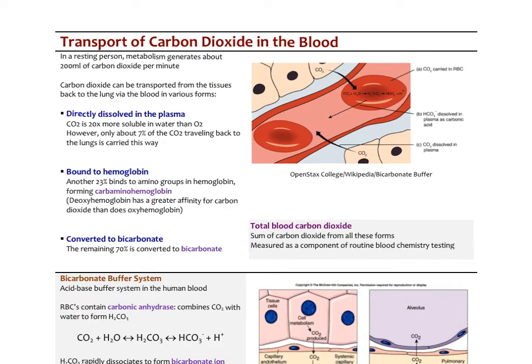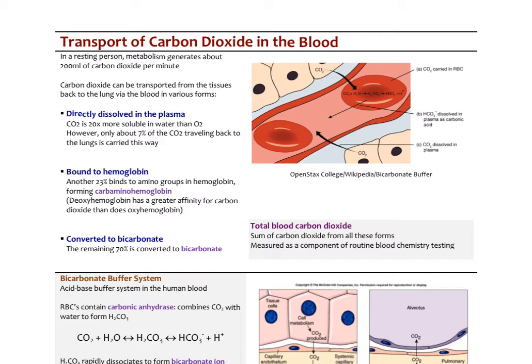So that was oxygen, but how does carbon dioxide get from the tissues back to the lungs? Well, there's really three ways this happens. In a person at rest, the metabolism just generates about 200 milliliters of carbon dioxide per minute. So all that has to get back to the lungs. And there's three ways it can do that.